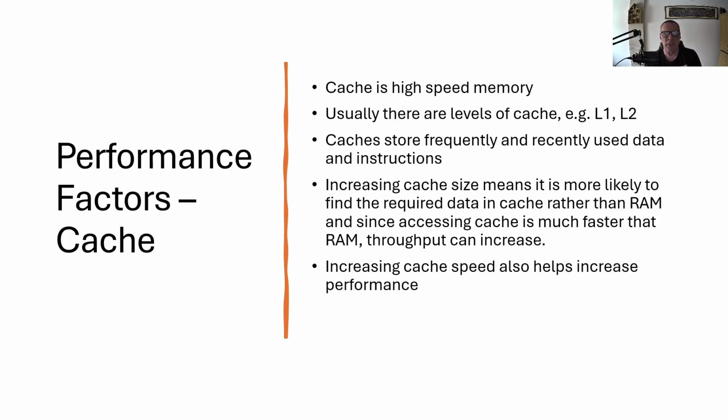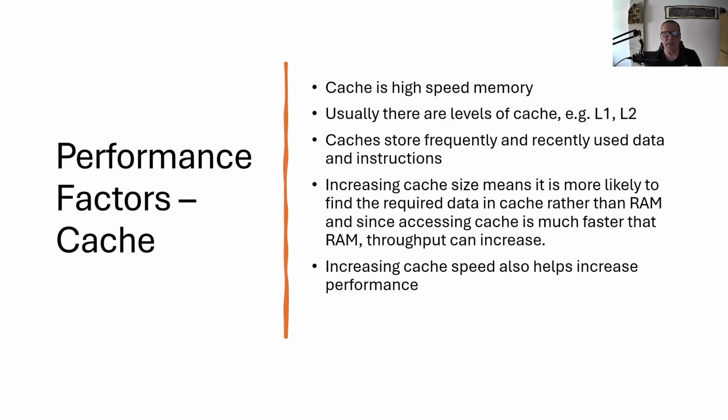We mentioned cache earlier. Cache is high-speed memory. You often have different levels of cache, like level 1 cache, level 2 cache, and so on. Some of these are on the CPU and sometimes they're off the CPU. But all cache is there essentially to provide for frequently and recently used instructions so that you can get them more quickly. If they weren't available in cache, you'd have to go to RAM to get them. And going off to RAM is slower than going into cache.